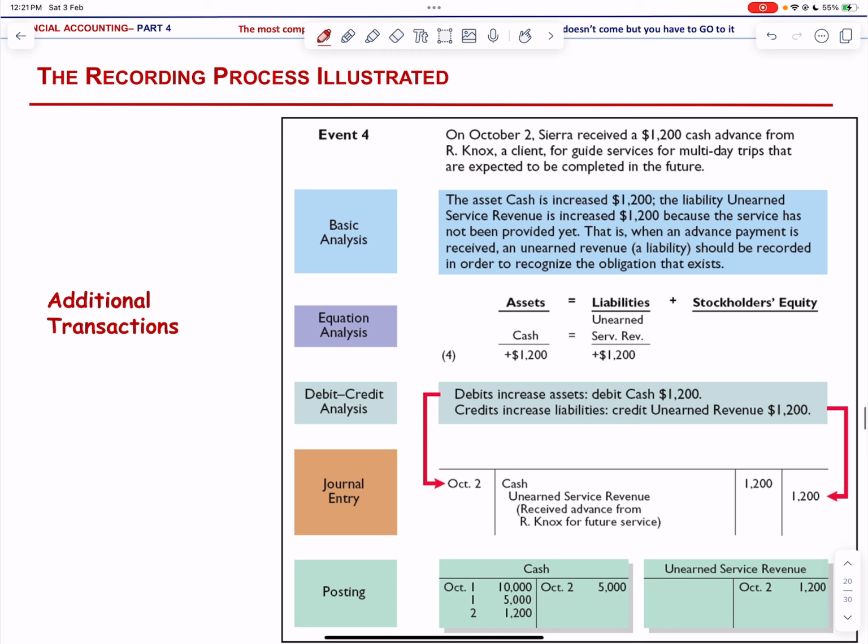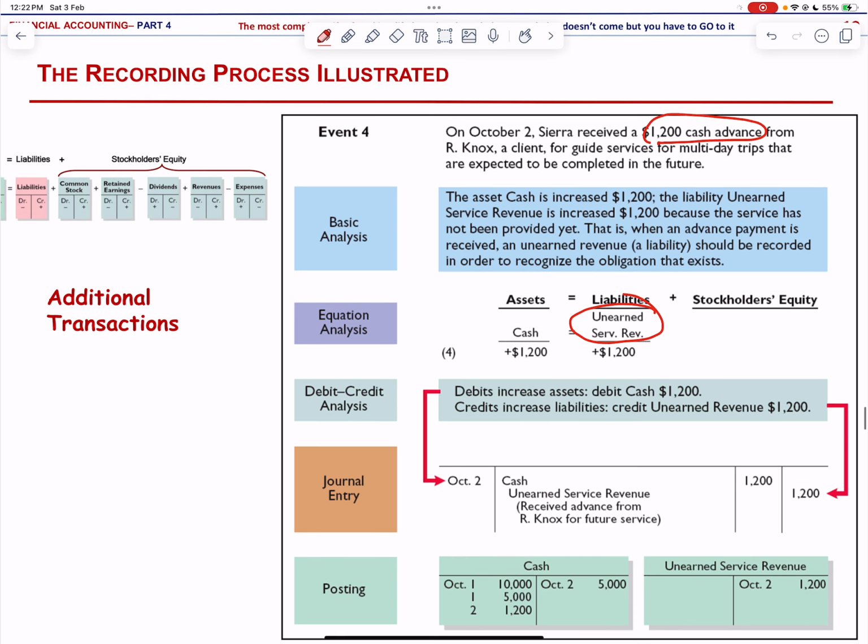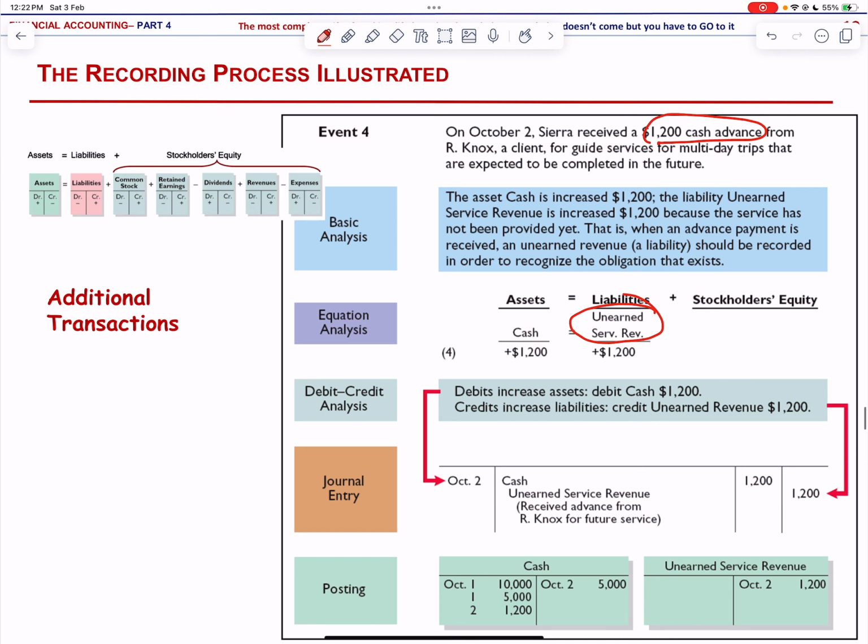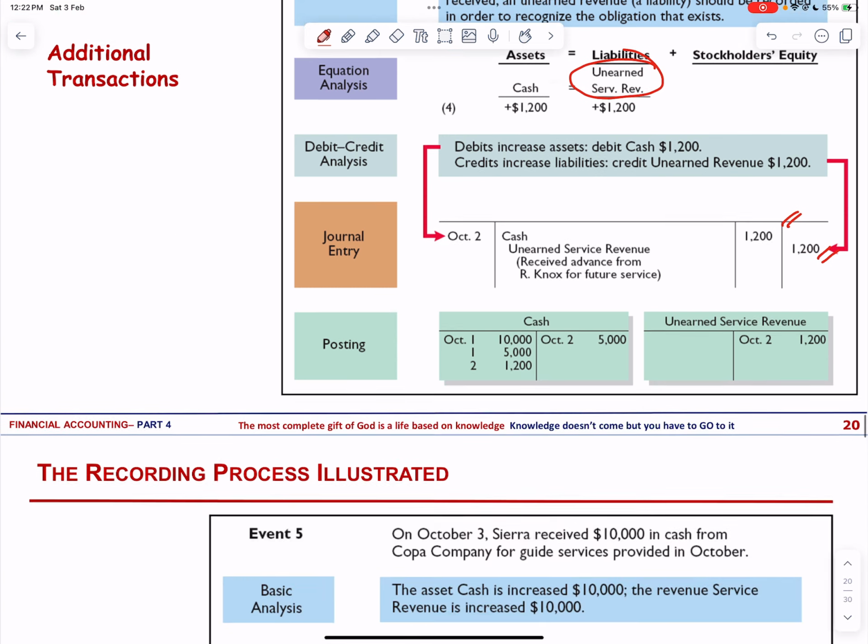Then on October 2, Sarah received a 1,200 cash advance. And if you remember, when we receive cash in advance, it is not revenue, it is unearned service revenue. I have already explained this in the previous video. So once again, increase in asset is debit, increase in liability is credit. So cash is debit and unearned revenue is credit. We move on to the next transaction.